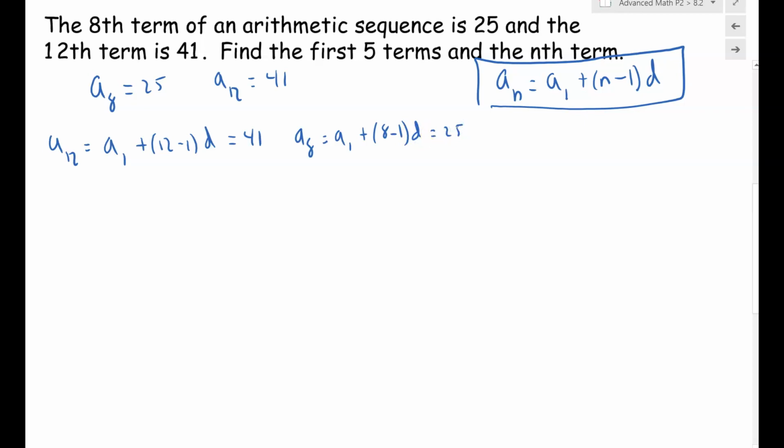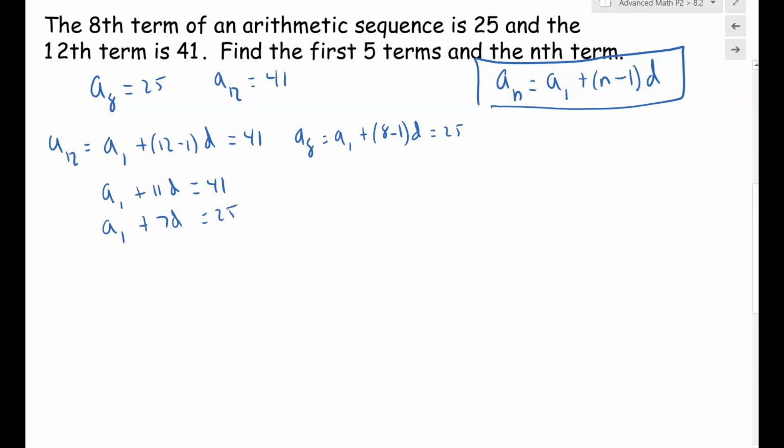Okay, so I'm going to clean this up a little bit. So this one here, the first one, becomes this. A sub 1 plus 11D equals 41. Okay, and then I'm going to write right underneath this one, A sub 1 plus 7D equals 25.